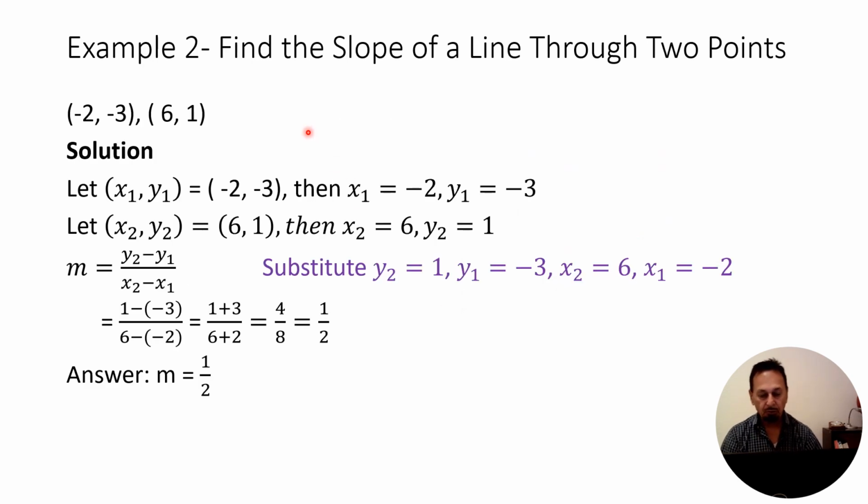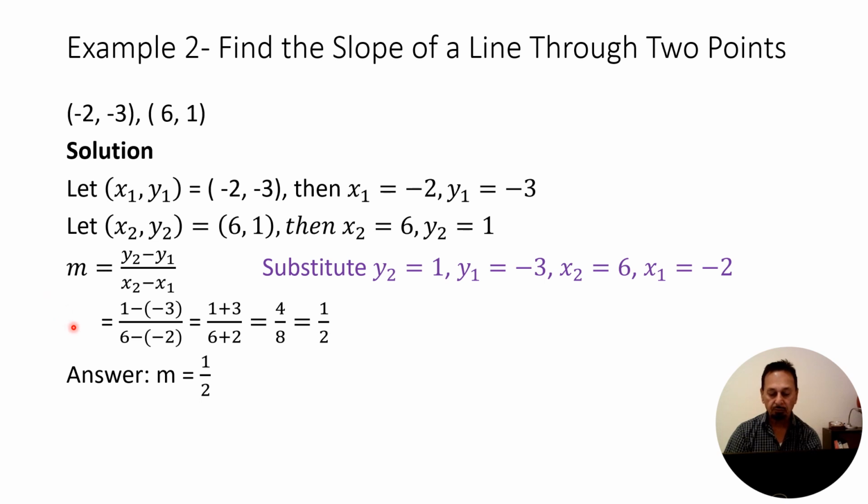Example 2. We're going to find the slope of the line through two points. Here the points are (negative 2, negative 3) and (6, 1). Let (x1, y1) equal (negative 2, negative 3). Then x1 equals negative 2 and y1 equals negative 3. And let (x2, y2) equal (6, 1). Then x2 is equal to 6 and y2 is equal to 1.